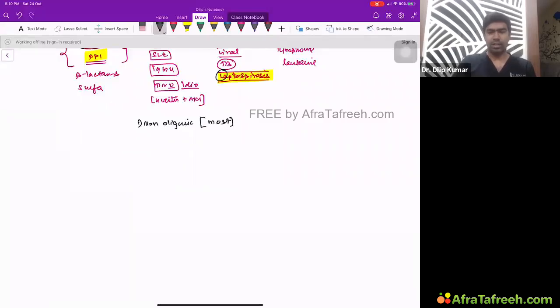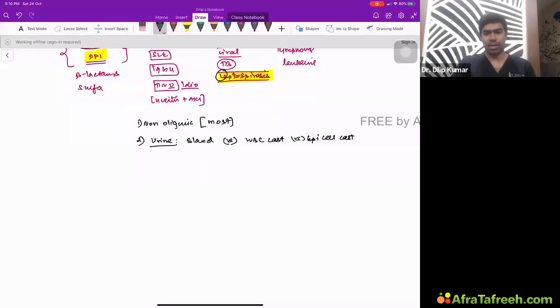And the second thing is the urine that you see. The urine can typically be bland, or you can see a WBC cast, or you might see an epithelial cell cast. So anything can be seen. But very commonly, you will see WBC casts. Very commonly. So this is what you will get in the exam, WBC casts.